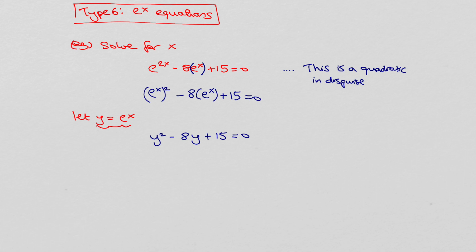Now, when we do this, we have to always be careful that we will solve for y in this quadratic, but we're not asked to solve for y, we're asked to solve for x. You have to make sure you go back at the end and solve for x after we've solved for this quadratic equation. So factors of 15 that multiply to give us 15 and add to give us minus 8 must be minus 5 and minus 3.